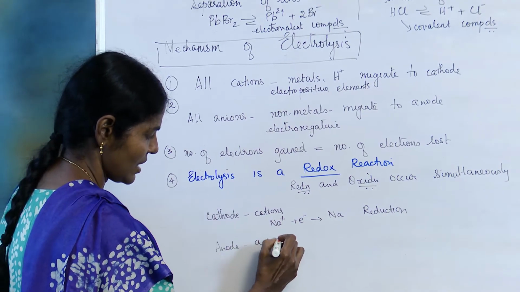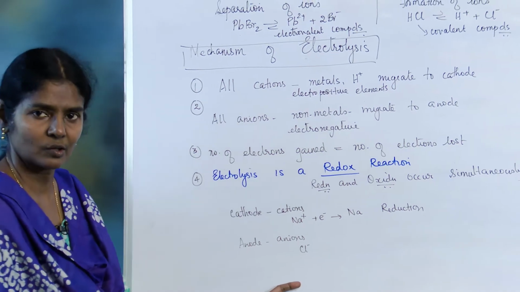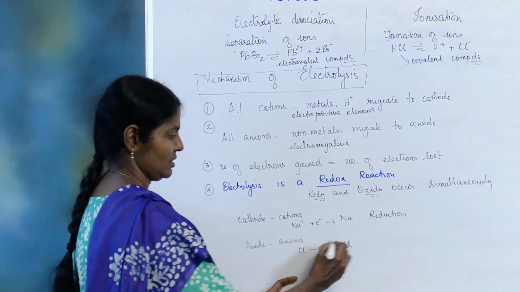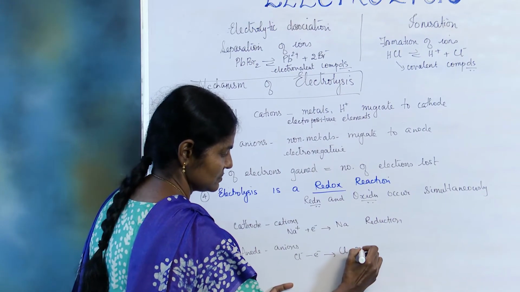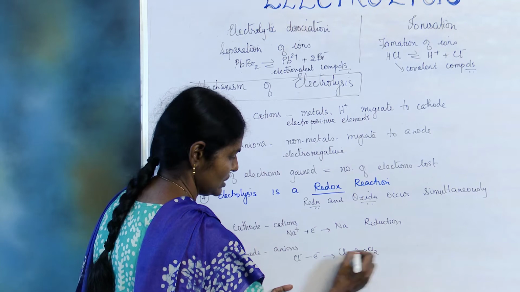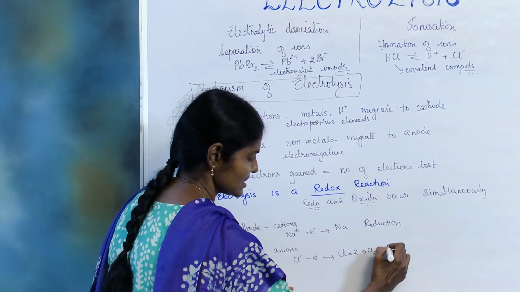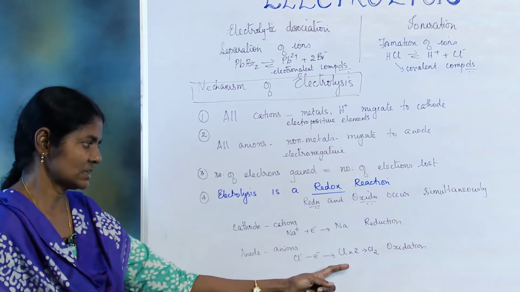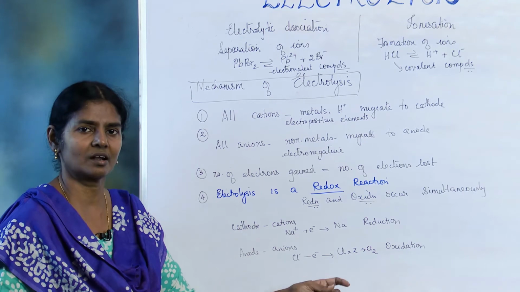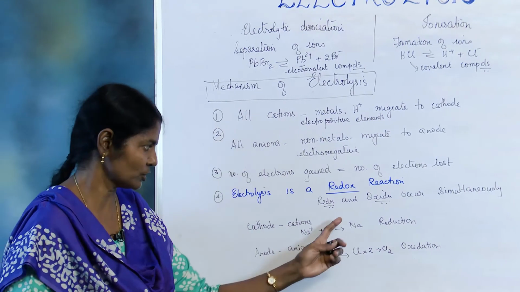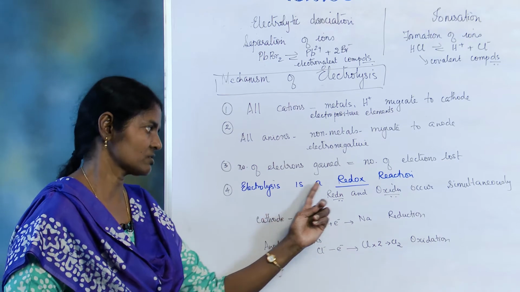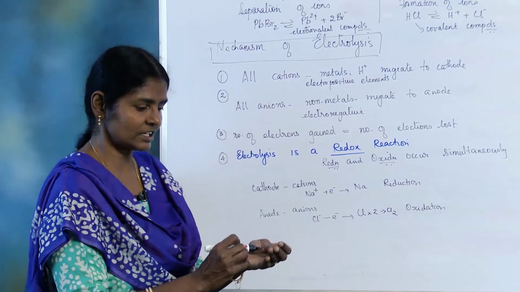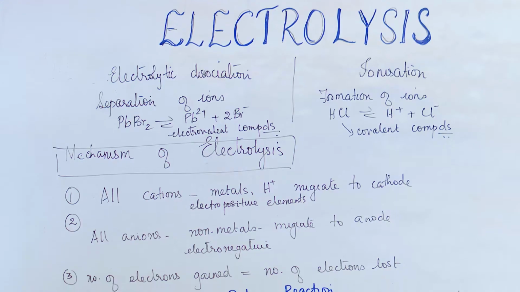All right, anions would come to the anode. For example, chloride ion would lose an electron to form a chlorine atom, that is Cl2, and this is oxidation. So both these things happen simultaneously. It's not like only sodium or only chloride, but both happen simultaneously. So electrolysis is a redox reaction. Okay, next we go to the conditions for electrolysis.